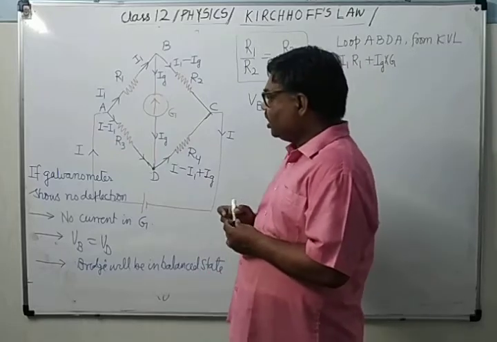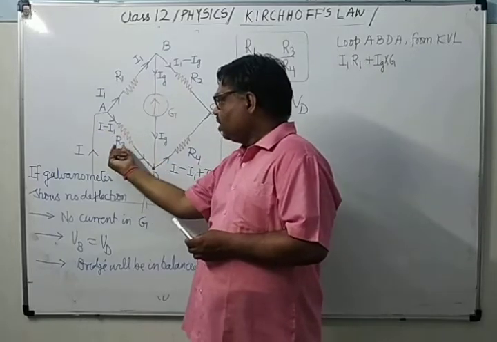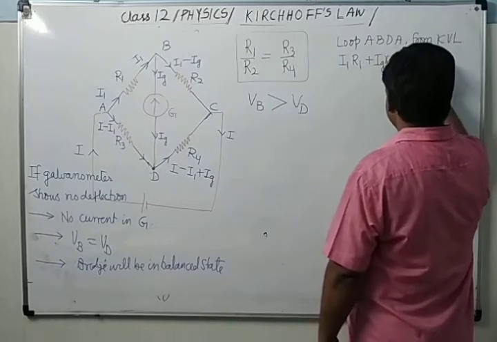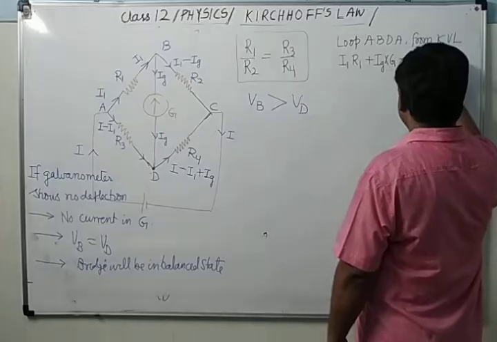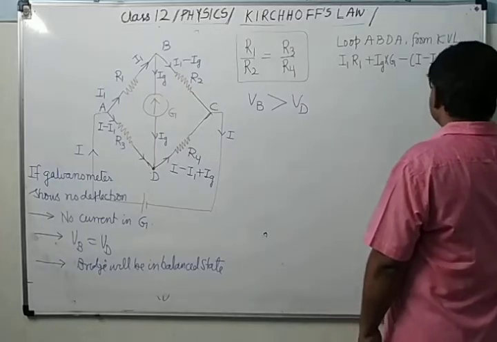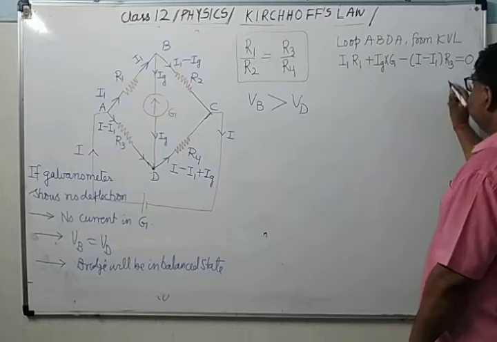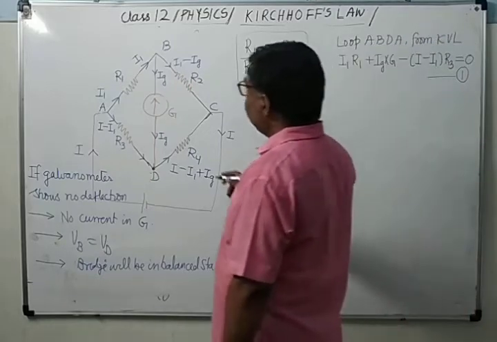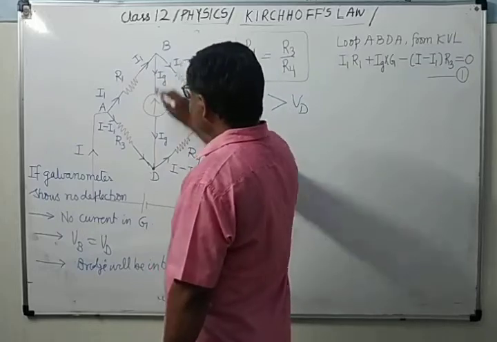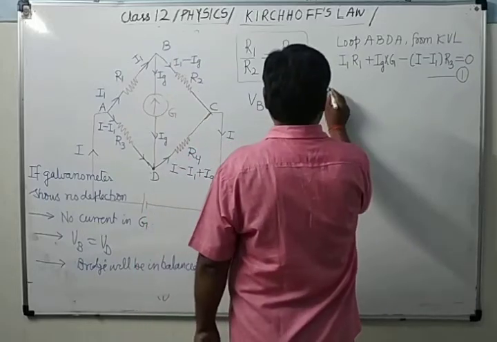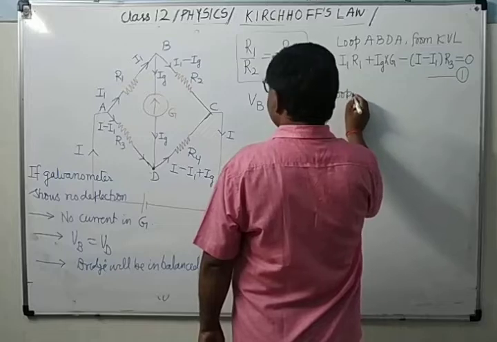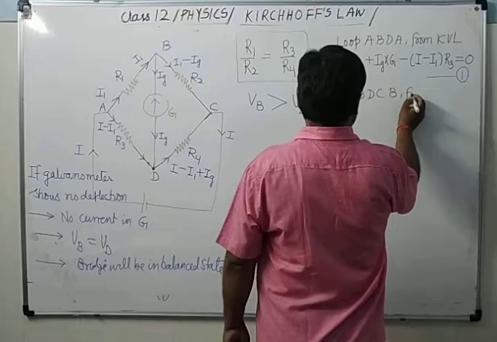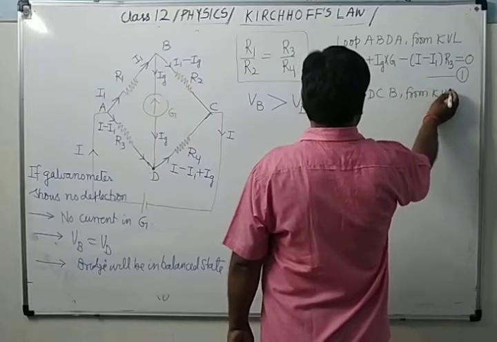What is IR? I is I minus I1, R is R3, so it will be with negative sign into R, equals to sigma E. There is no sigma E. This you can take as equation 1. Then you take loop B, C, D, B. Loop B, D, C, B from Kirchhoff voltage law.